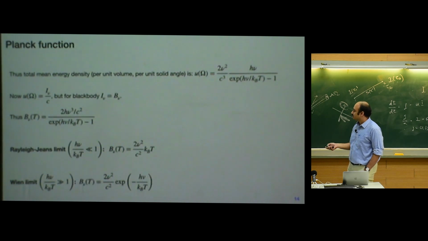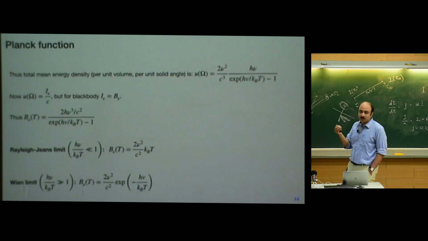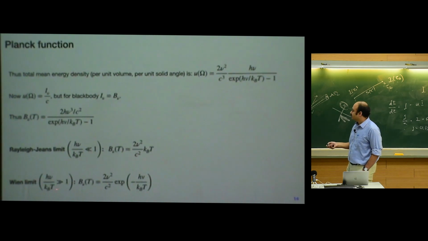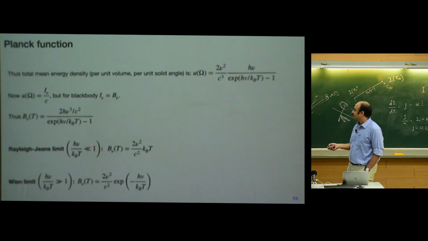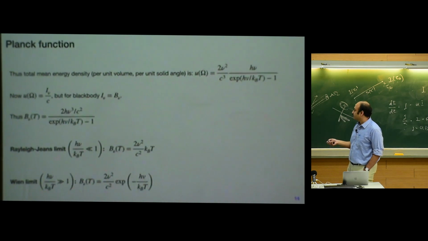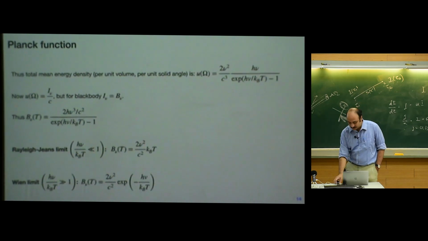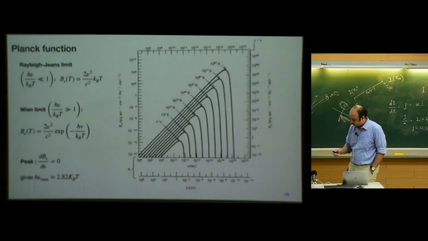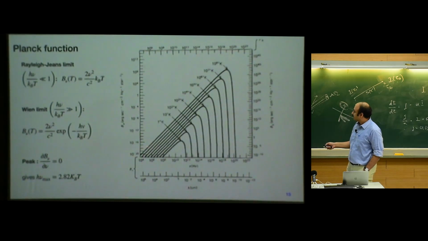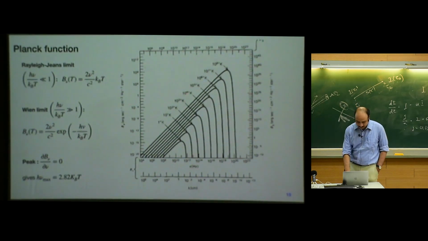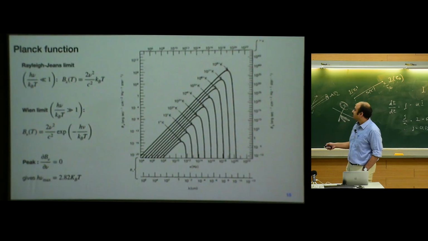The other limit is called the Wien limit, where the photons are highly energetic, so h nu by kT is greater than 1. Then again, you can expand the exponential here, and you get a linear function with an exponential quenching. So the function will look something like this. At nu less than kT, it's almost linear. So this is the Rayleigh-Jeans part. But beyond this kT, beyond the turnover point, it exponentially gets quenched, and that is the Wien part.